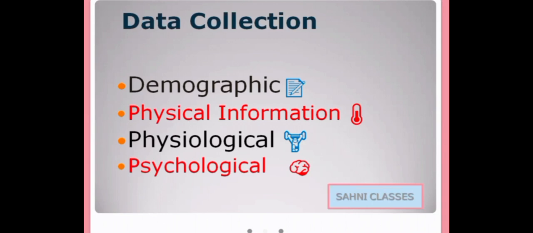Number one, demographic information. It gives information related to a person's name, age, gender, residence, family income, and occupation. Physical information includes the ecology or the environment in which a person lives. Physiological data includes the physique, the body, how the body reacts in a particular environment. For example, the reaction time, blood oxygen levels, duration of sleep, blood pressure, and heart rate.